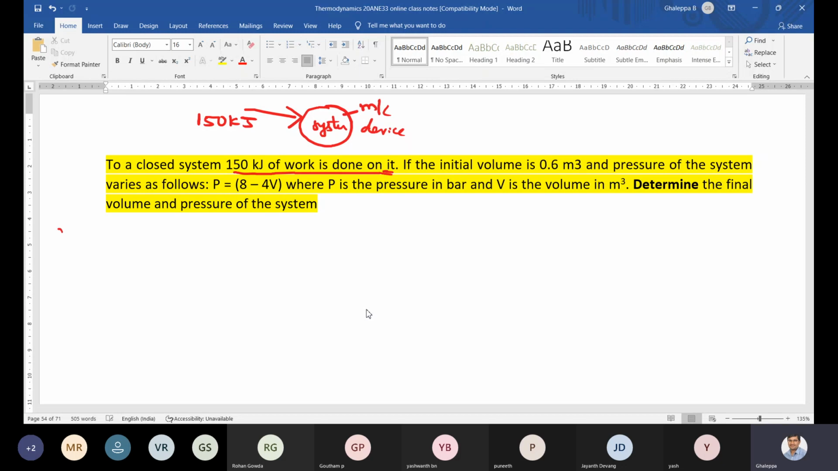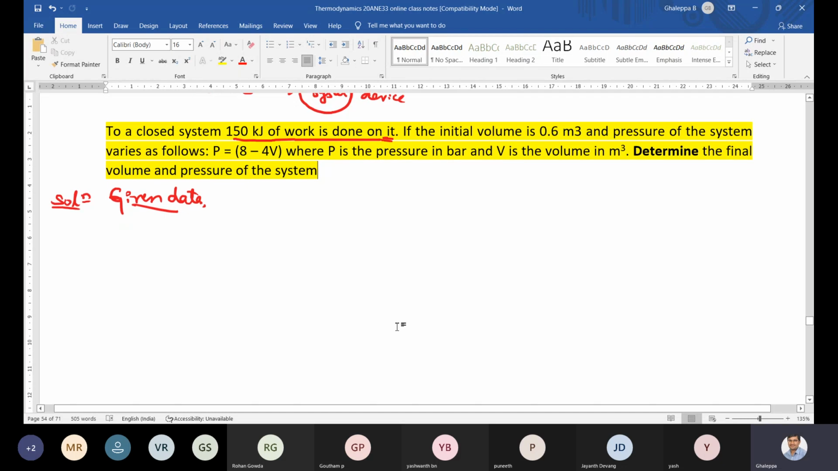So step number 1, I am writing the given data. Now you tell me, what should I write here? Minus 150, sir. Minus 150. Which value is it? Work done, W. You have to write correctly. Work done during the 1 to 2 process is minus 150 kilojoule. What is the next step you will do?